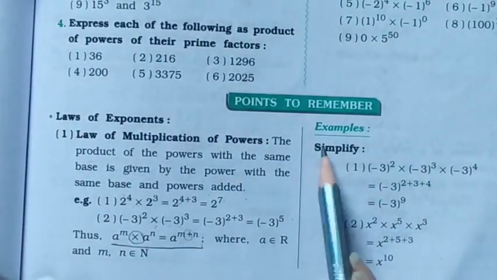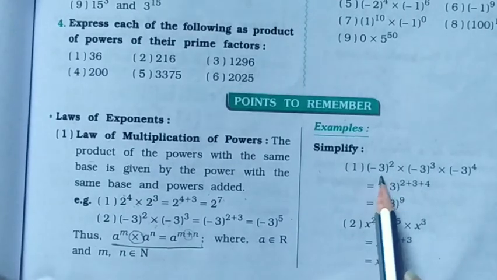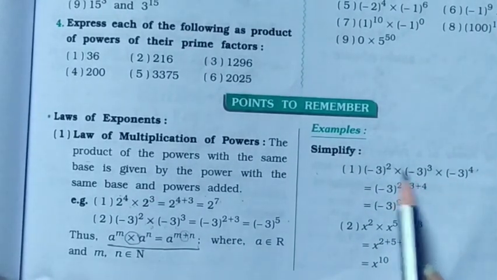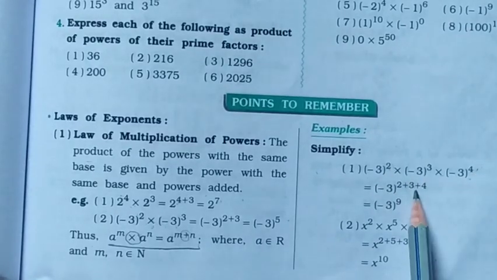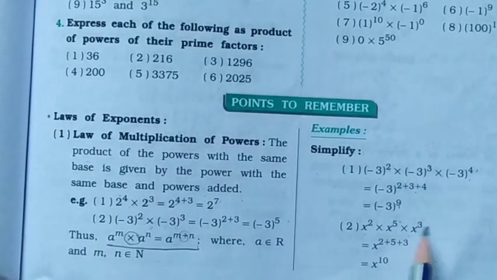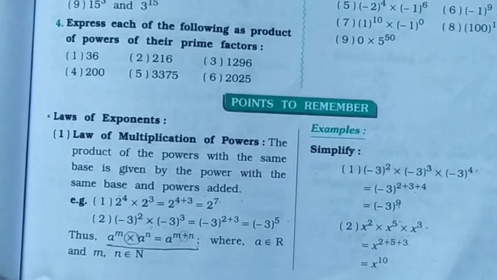Okay, let's simplify some. (-3)^2 into (-3)^3 into (-3)^4. Here multiplication means 2 plus 3 plus 4, that is 7 plus 2, so 9. Same type: x^2 into x^5 into x^3. That means x^(2+5+3); 5 plus 3 is 8 plus 2, that means x^10.